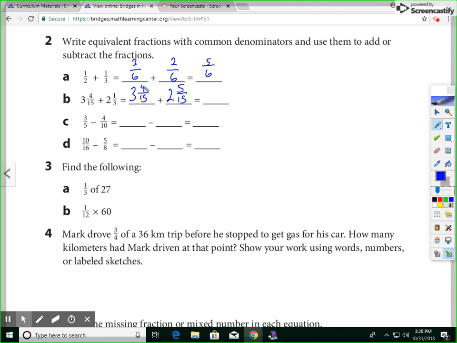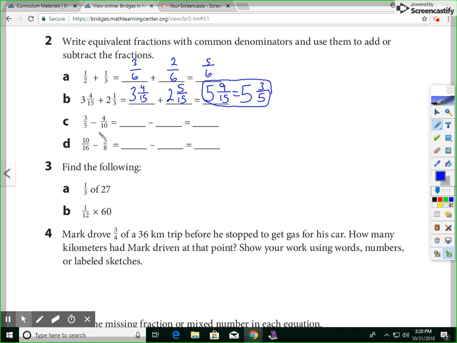And now we could add up the numerator. 4 plus 5 is 9. The bottom stays the same. And the big number is 3 plus 2 is 5. We could simplify that one if we wanted to, or you might just leave that answer just like that. If we divide by 3 here, divide by 3, we end up getting 5 and 3/5 is our final answer. But both of those would be correct.